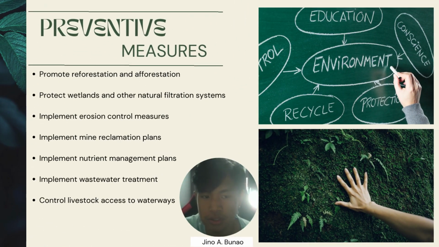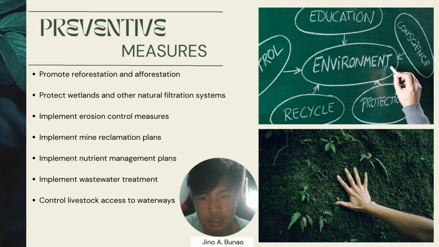Unfortunately, human activities such as deforestation, climate change, mining, agricultural runoff, and human sewage have disrupted this cycle, leading to negative impacts on the environment and human health. In this slide, we'll explore some preventive measures that we can take to protect the phosphorus cycle. First is to promote reforestation and afforestation. Encouraging the planting of new trees and restoration of degraded forests can help restore the natural nutrient cycle that is disrupted by deforestation.